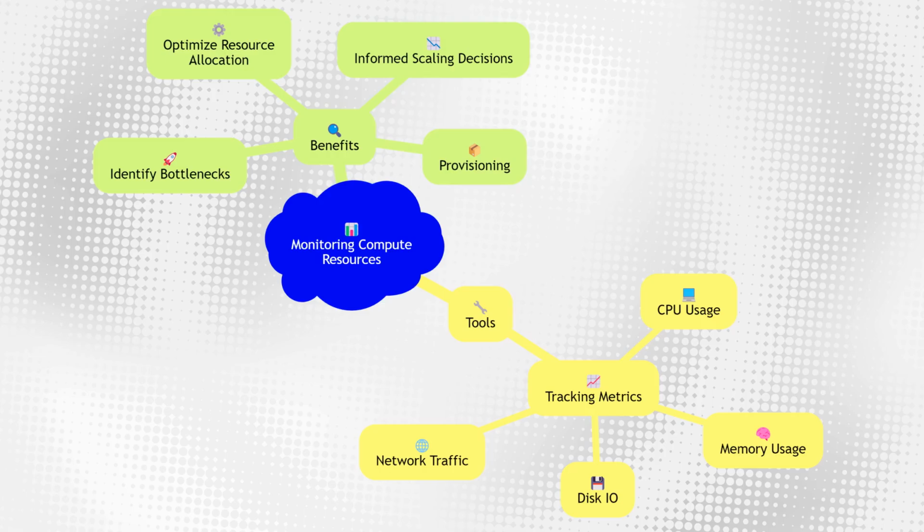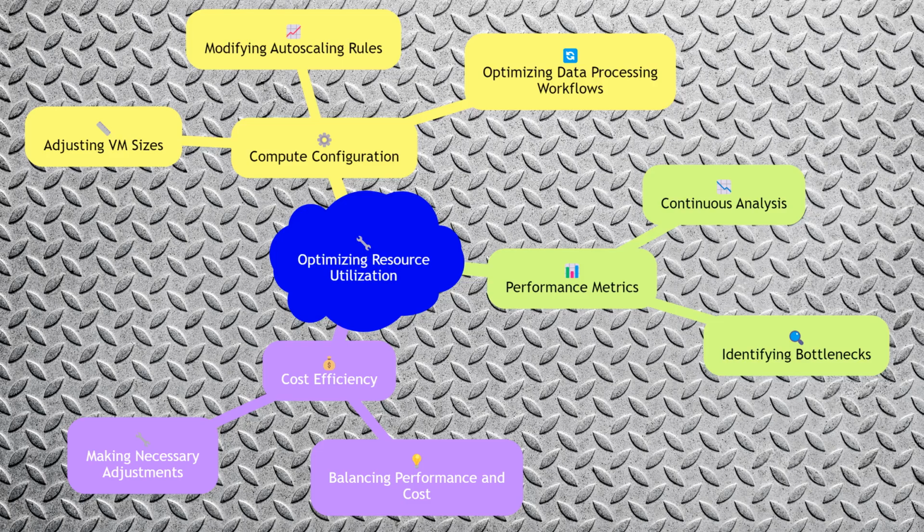Monitoring the performance of your compute resources is crucial for ensuring the efficiency and reliability of your batch deployment. Azure Machine Learning provides tools for tracking metrics such as CPU and memory usage, disk I/O, and network traffic. By regularly monitoring these metrics, you can identify potential bottlenecks, optimize resource allocation, and make informed decisions about scaling and provisioning.